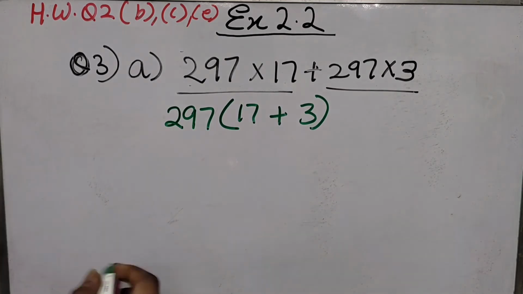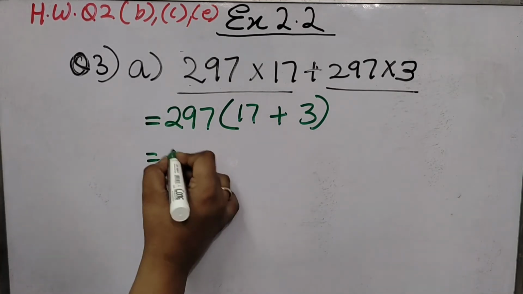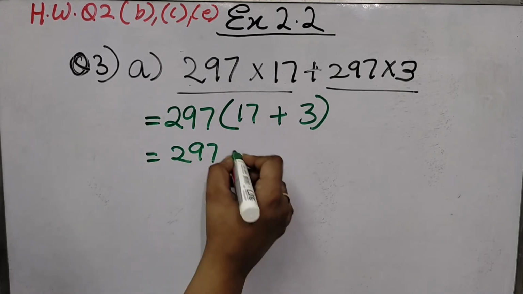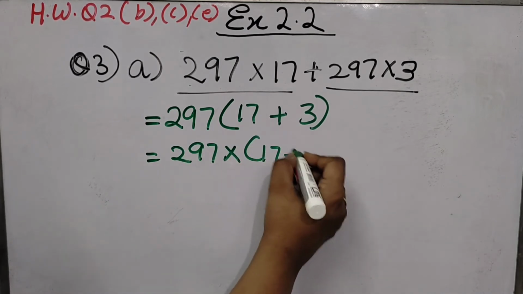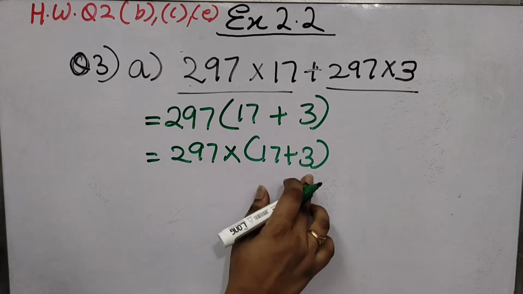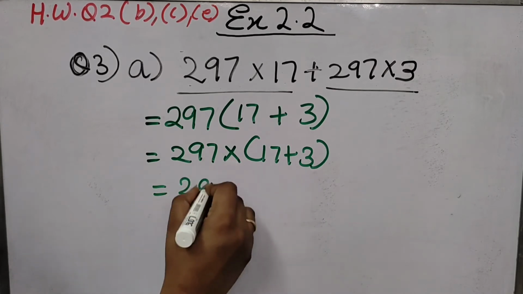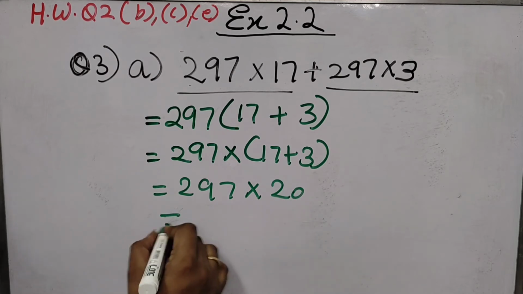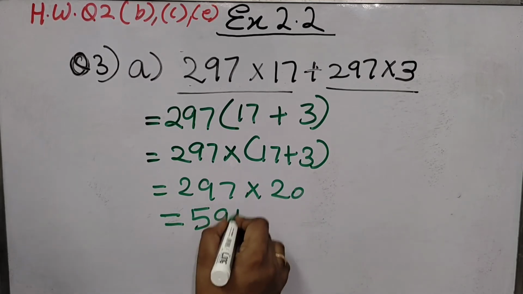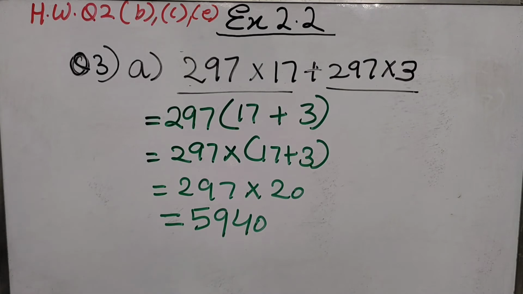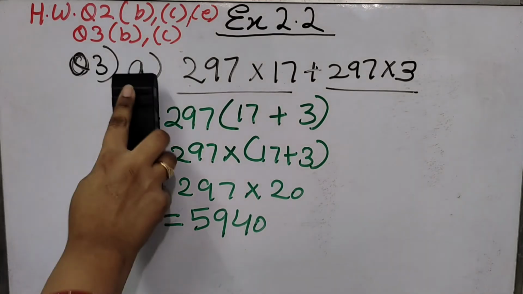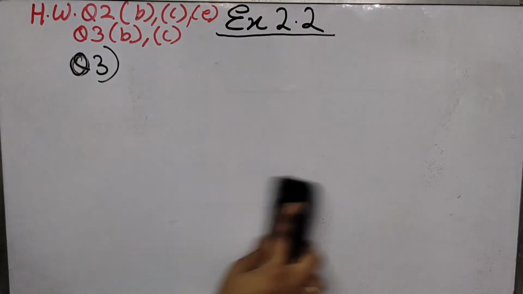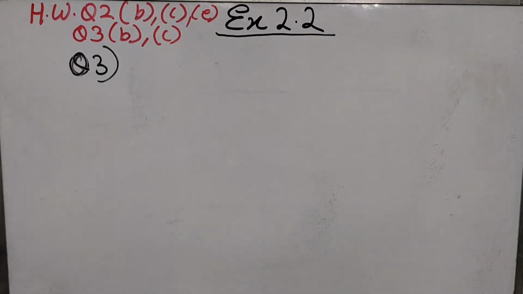Now it is quite easy to calculate. It means 297 to be multiplied with 17 plus 3, and 17 plus 3 is 20. So 297 multiplied with 20 becomes 5940. So your answer for this is 5940. Now part B and C is your homework. Moving on to part D.